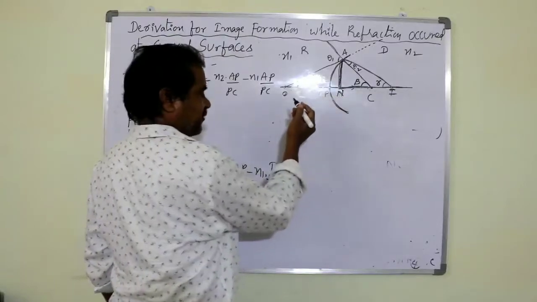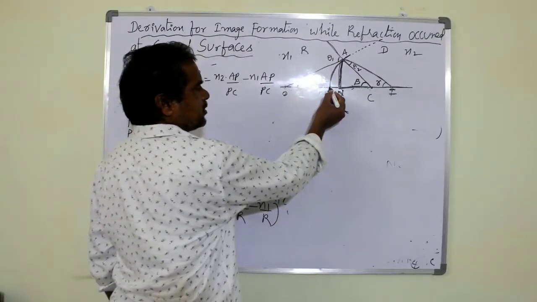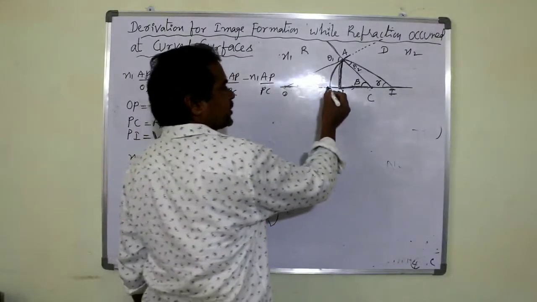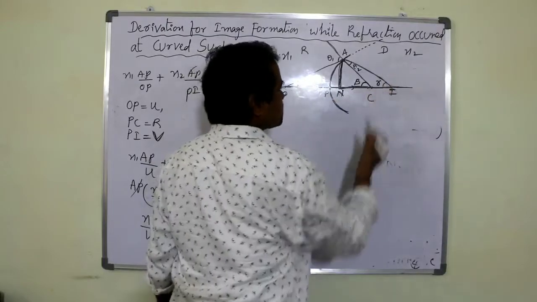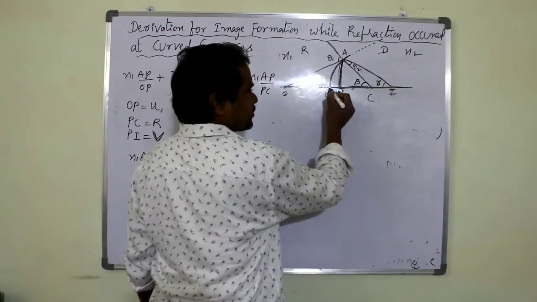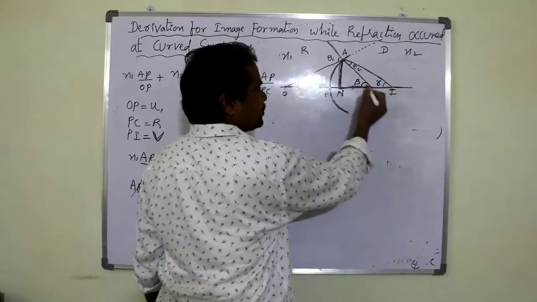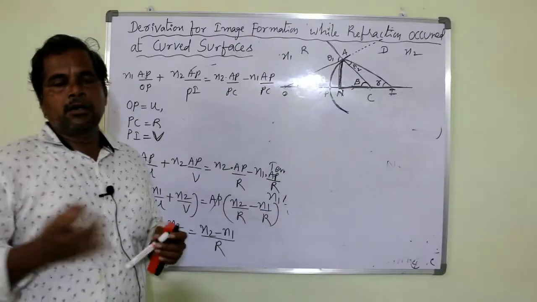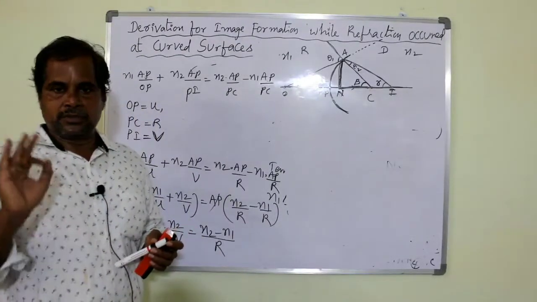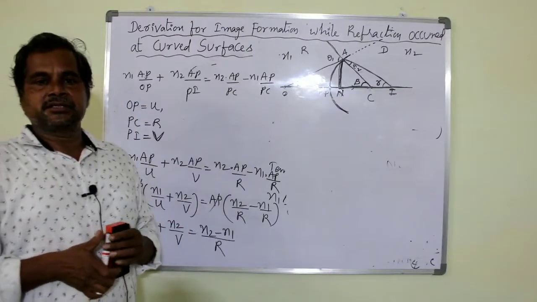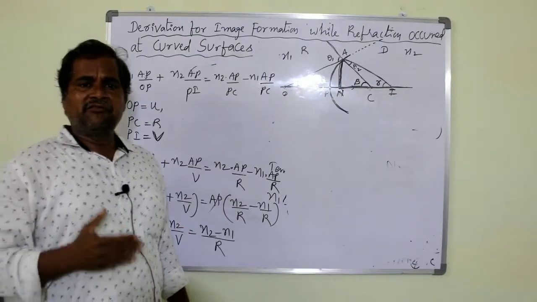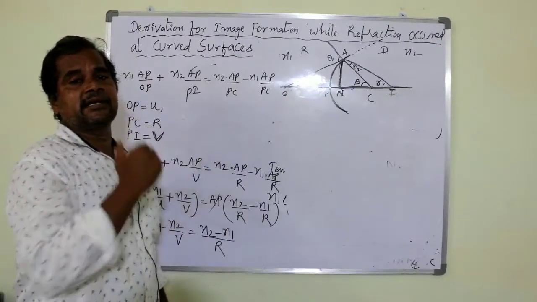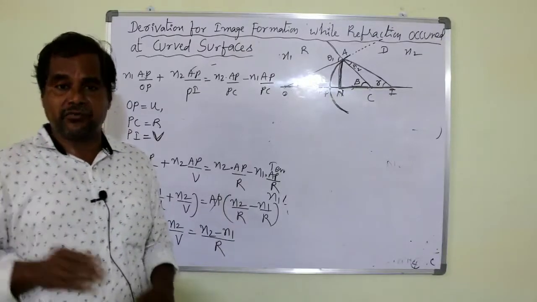For example, if we measure the distance of the object, we measure from pole to object. If we measure the distance of the image, it is from pole to image. If we measure the radius of curvature, we must measure from P to C. So the first sign convention is that all distances should be measured from the pole. Next, the second sign convention: if we measure these distances in the direction of the incident light, we take positive values for those distances.